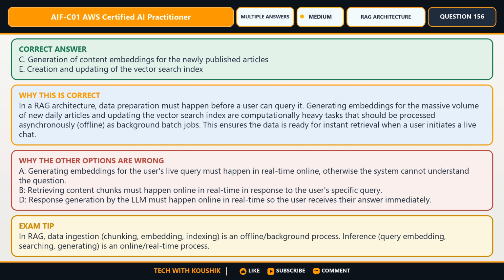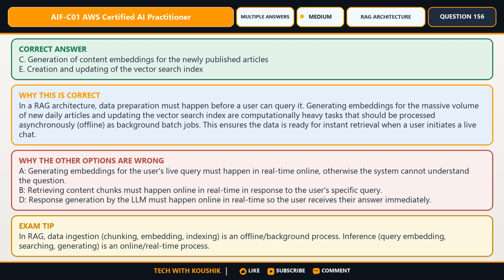The remaining options fail one or more requirements because A. Generating embeddings for the user's live query must happen in real time online, otherwise the system cannot understand the question. B. Retrieving content chunks must happen online in real time in response to the user's specific query. D. Response generation by the LLM must happen online in real time so the user receives their answer immediately.